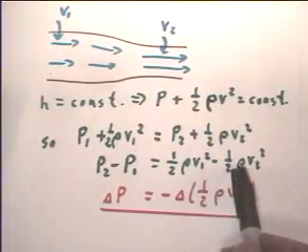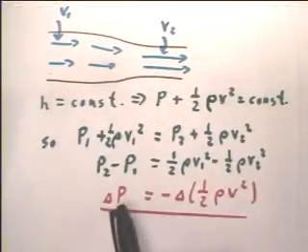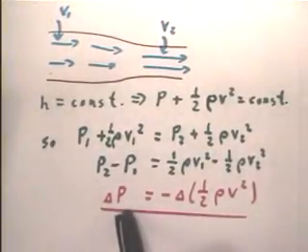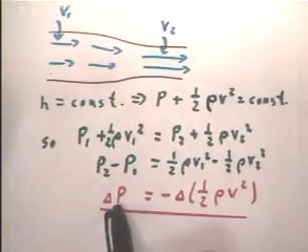So if we know the two velocities, then we can calculate the change in pressure. If we happen to know the initial pressure, of course, then we could find the final pressure. But at least knowing the two velocities and the density of the fluid, we can find how much the pressure changes.